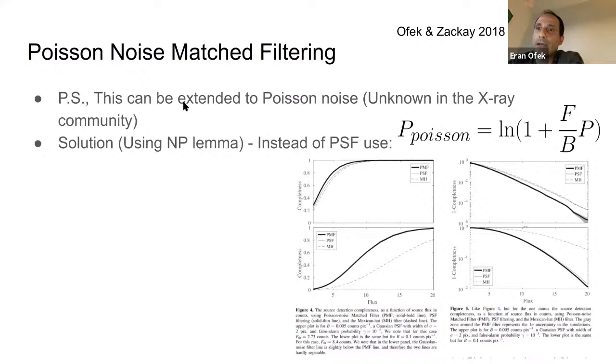Just to show you an example, in the images on the left side you can see the completeness as a function of flux. The solid line is for the Poisson match filter. Also the PSF and the Mexican hat filtering are shown. As expected, the performance of the Poisson match filter is better than anything else, and in some cases it gives us a factor of a few improvement in sensitivity for source detection.